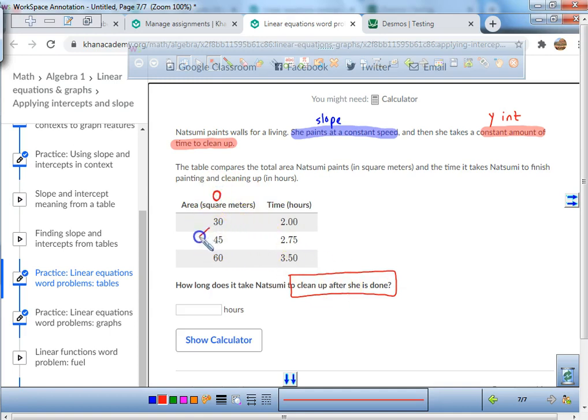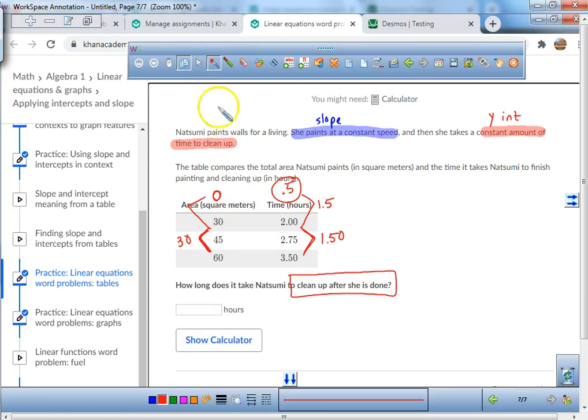Well, would you agree that the gap between 30 and 60, from here to here, not from here to the 45, but from here to here, is a gap of 30? So what's the gap right here? That gap from 2 to 3.5 is 1.5. So if I jump all the way back to 0, what do I have to take away from 2 hours? I have to take away 1.5 hours. And it leaves me at half of an hour. So how long does it take her to clean up? 0.5, also known as 30 minutes.